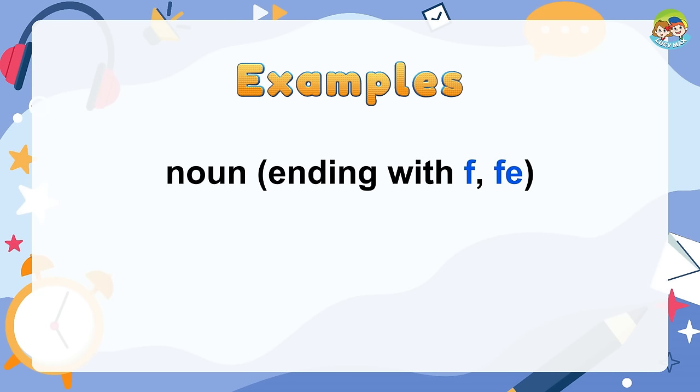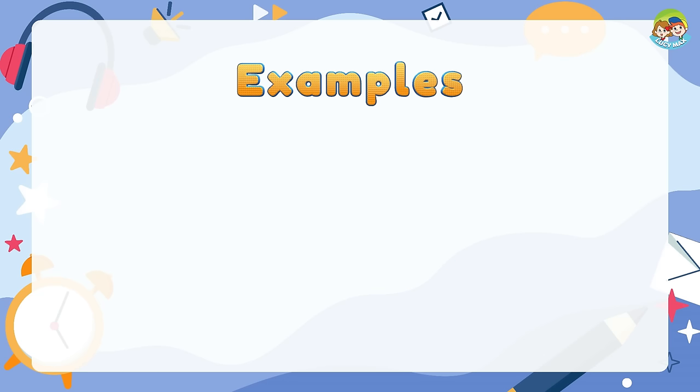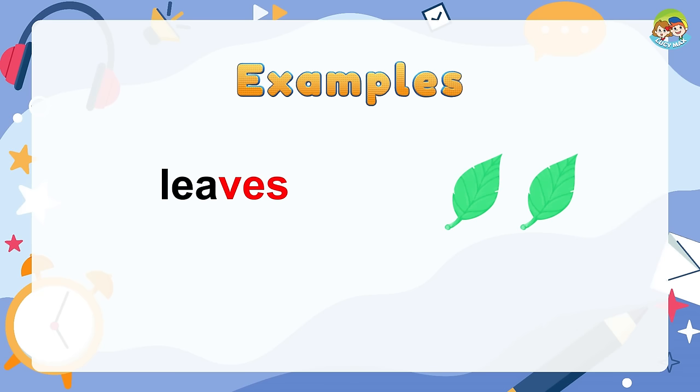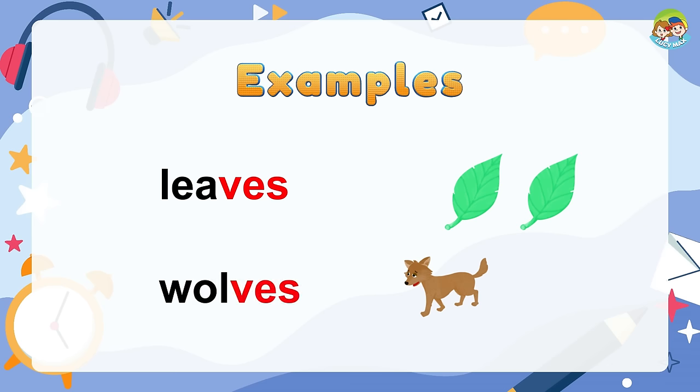Now we have a noun with an f sound. You add v-e-s. Leaf. Leaf ends with an f sound. So you add v-e-s to make leaves. Wolf. It has the f sound. Take off the f and add v-e-s. Wolves.